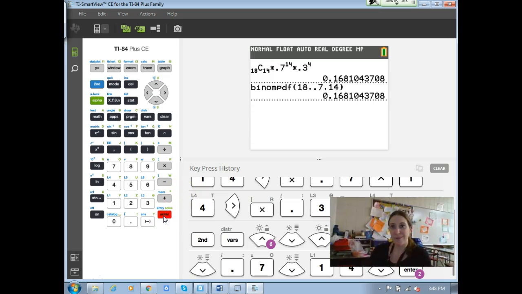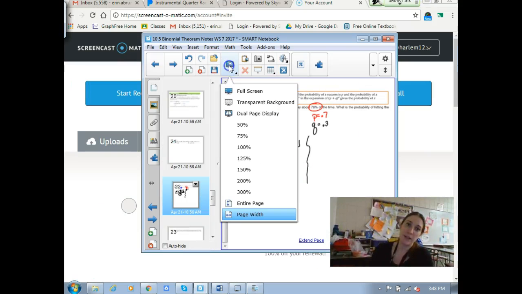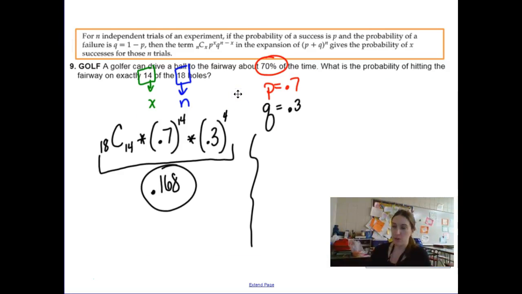It's one of the drawbacks to having an older piece of technology. Sometimes it's not as user-friendly. But either way, we get that same 0.168. So on our notes, that's what I want you to write down for binom.